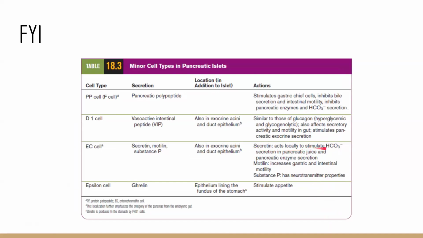Secretin acts locally to stimulate bicarbonate. Motilin is for gastric and intestinal motility. Most of them follow the name, their function follows the name, so it makes sense. Substance P, you'll take this in neuro. It has neurotransmitter properties. This is for pain, basically. You don't need to know most of these. Just go over them if you want to.